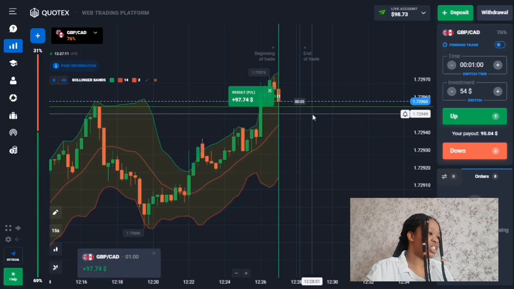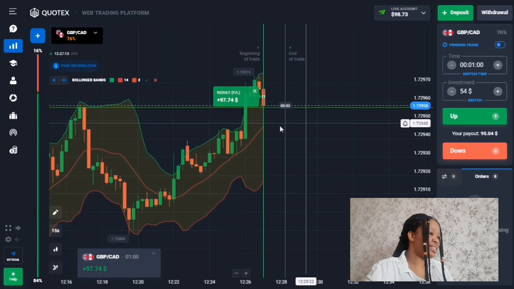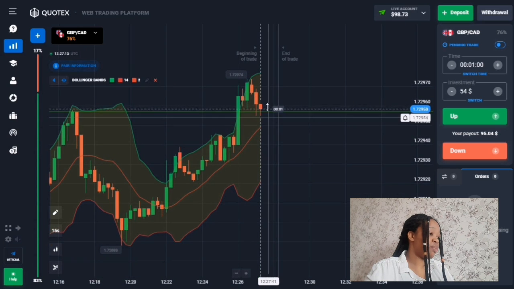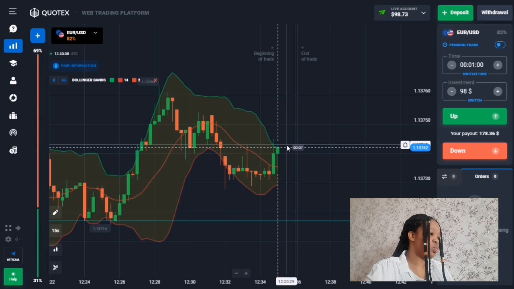Well, analyzing this situation, I can see that the price rolled back down and this trade is profitable again. So I think I should continue.